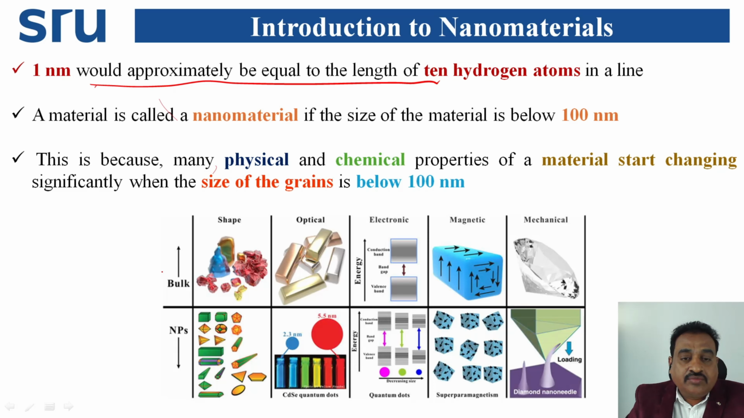You see here bulk related this shape and this shape. Try to understand the optical properties: gold or silver in bulk shows only one color, but at the nanoscale it gives different colors. As the particle size decreases, the optical properties change, the shape also changes, and the electronic, magnetic, and mechanical properties also change.